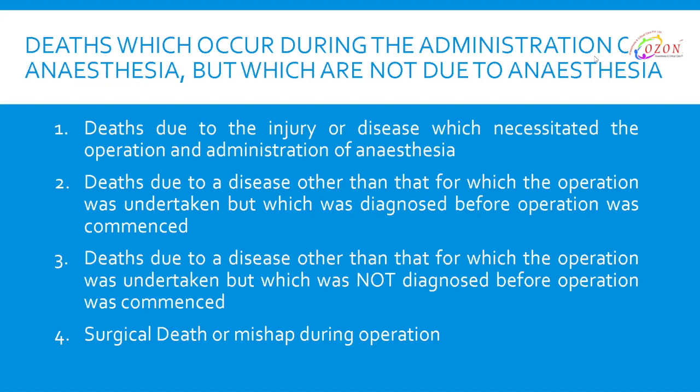The second is death due to a disease other than the one for which the operation was undertaken, but which was diagnosed before the operation. Like you might be carrying out some operation on a person, but the patient might be suffering from some valvular heart disease, right? So here, that valvular heart disease might be responsible for death. And even if the death happens, it might be a natural one caused by the valvular heart disease, and not the operation or the anesthetics. So it might have been precipitated by the anesthesia, but it is not the direct result of the anesthesia.